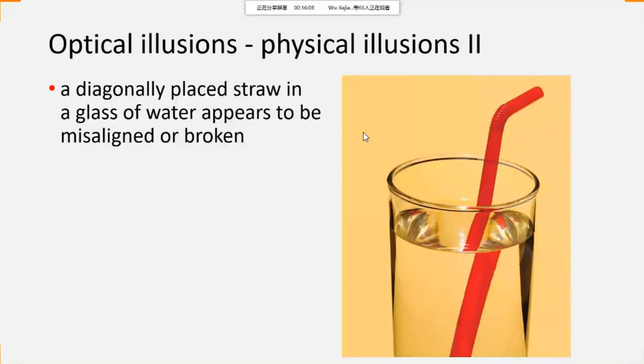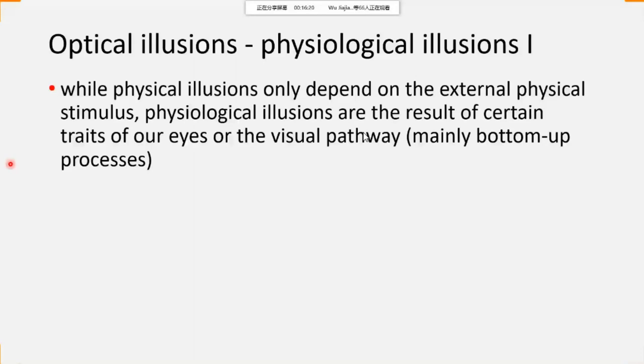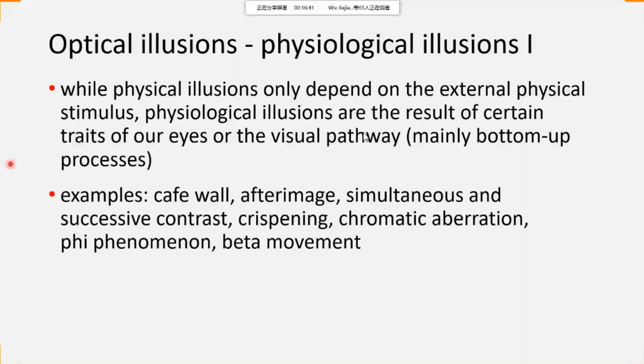Situation is different with physiological illusion. While physical illusions only depend on the external physical stimulus, physiological illusions are the result of certain traits of our eyes or the visual pathway, mainly bottom-up processes. There are several examples. I will show you some of them. The cafe wall, the after image, simultaneous and successive contrast, crispening, chromatic aberration, the phi phenomenon, and the beta movement.